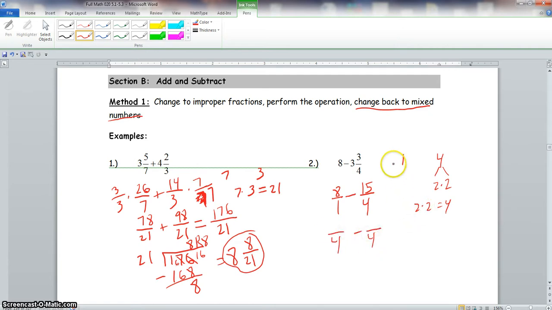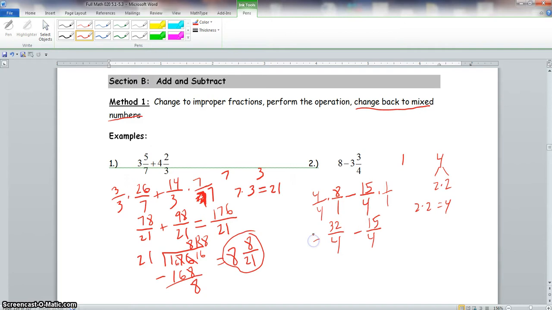Now we ask ourselves, what does 4 have that 1 does not? It has two 2's, which is really 4. So we'll multiply this numerator and denominator by 4. Then we ask ourselves, what does 1 have that 4 does not? Which is 1. Now you can multiply this numerator and denominator by 1, but it will give you the same amount. So let's do that. 4 times 1 is 4. 4 times 8 is 32. 4 times 1 is 4, and 15 times 1 is 15.